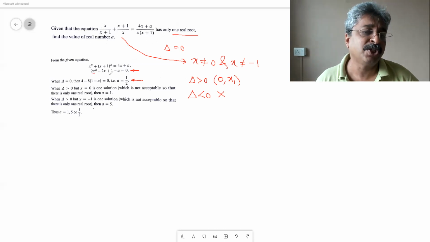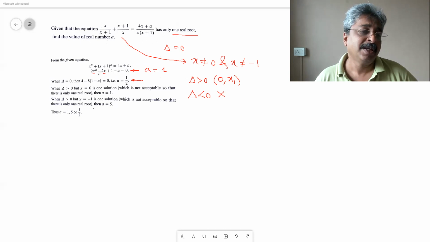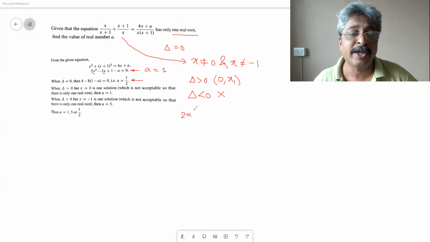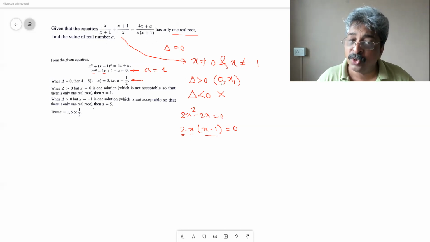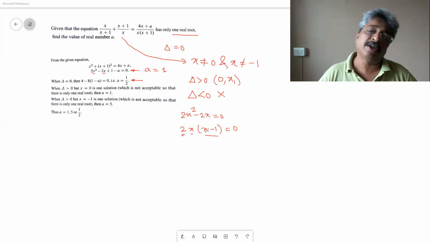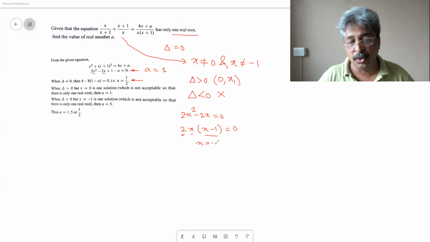If we put x equal to 0 here, we get a equal to 1. So if we put a equal to 1, the equation becomes 2x square minus 2x is equal to 0, which is 2x common, inside the bracket x minus 1 is equal to 0. 2 is not equal to 0. Therefore, x can be 0 or x can be 1, out of which x equal to 0 is not the solution. And therefore, you end up getting only one solution, which is x equal to 1.